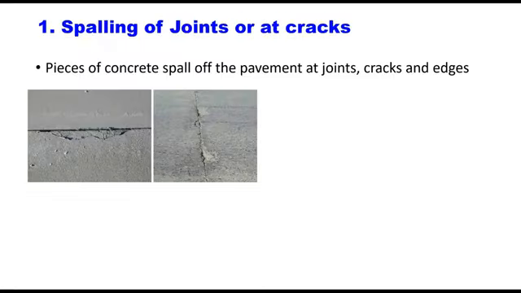The first is spalling of joints or cracks. Spalling is the deterioration of a concrete surface over time. Initially, cracks are formed and then pieces of the concrete fall off the pavement at joints, cracks and edges.